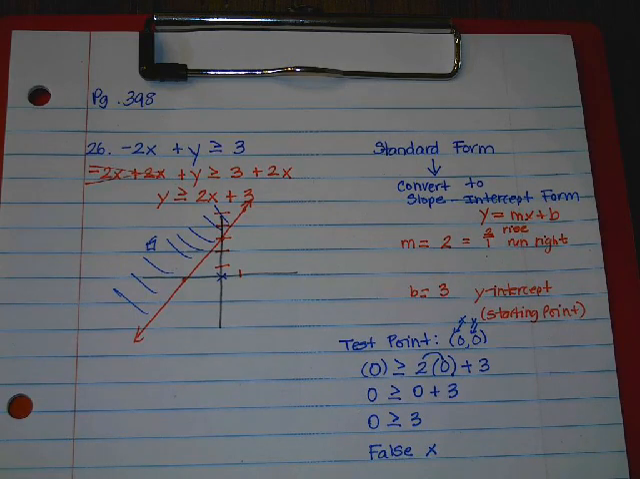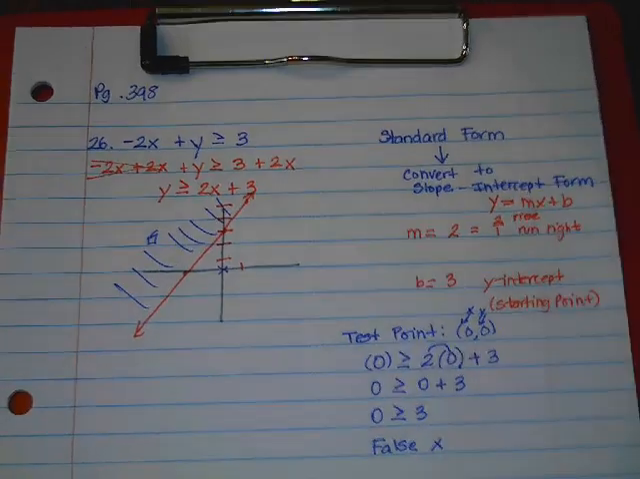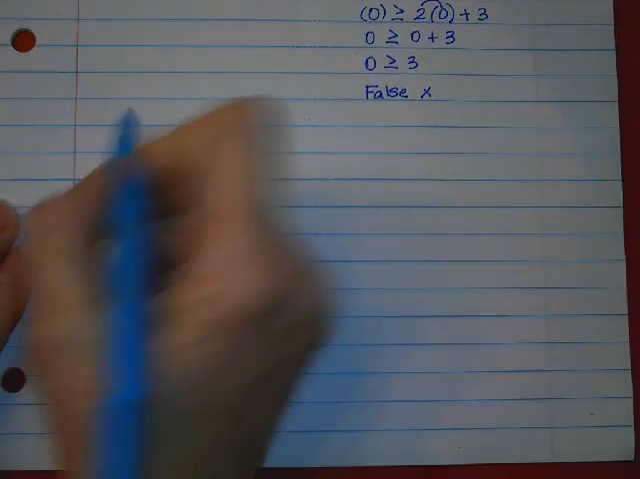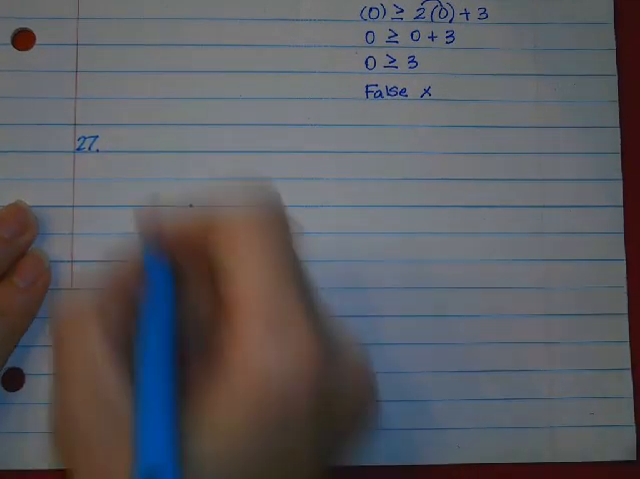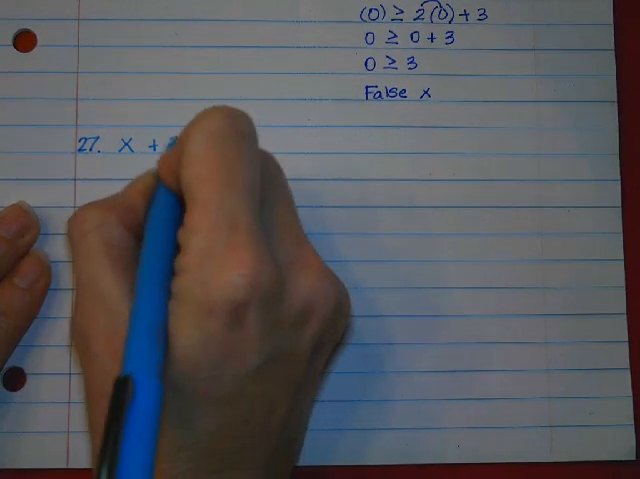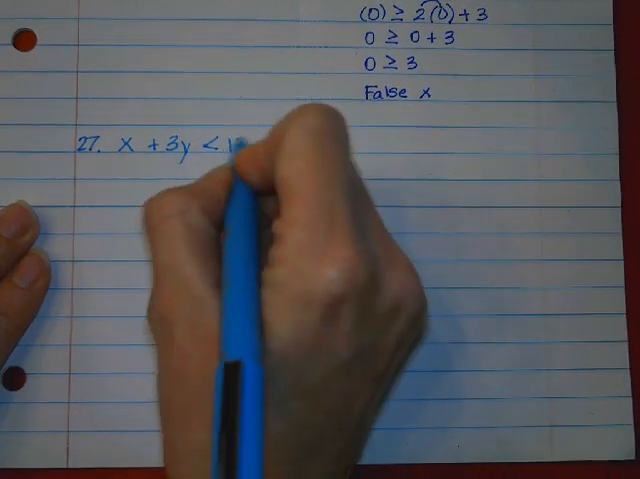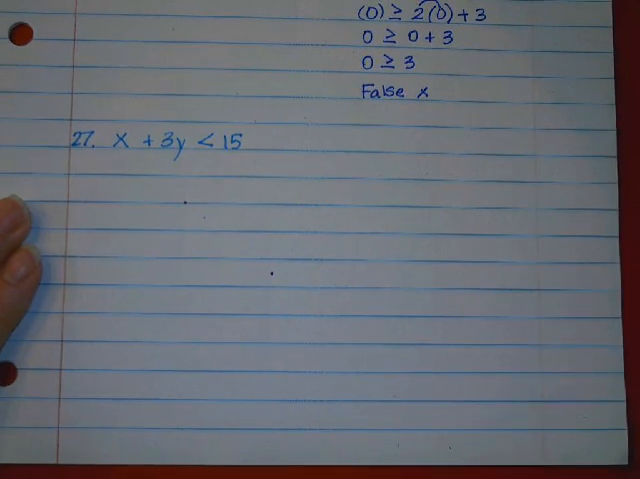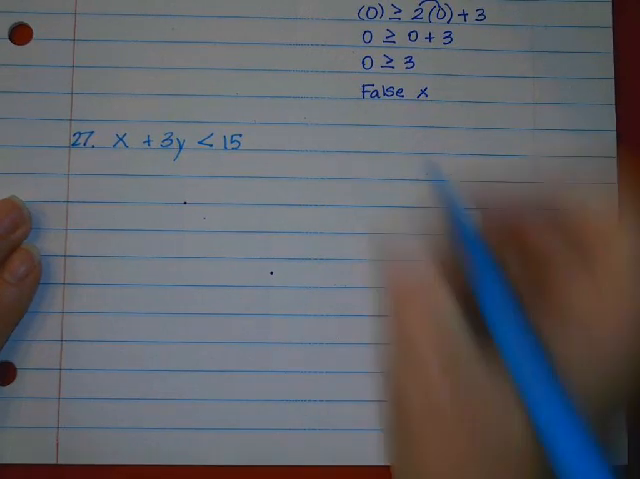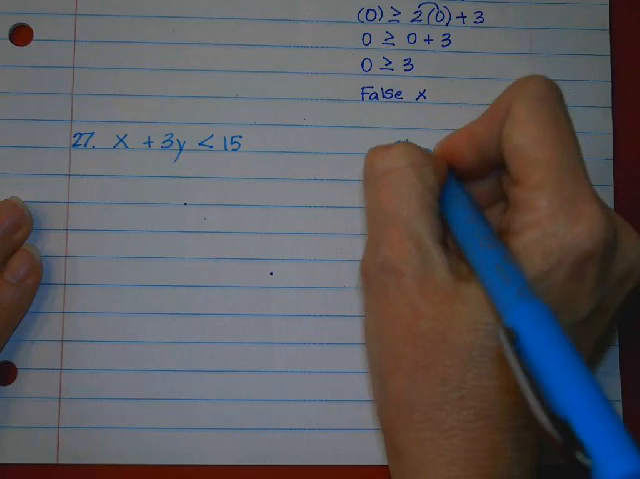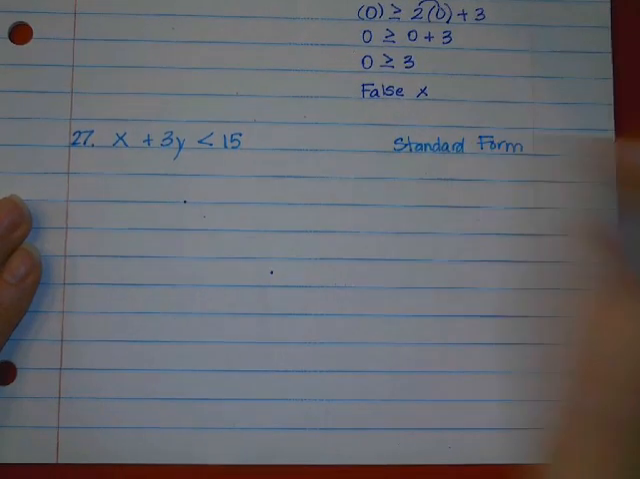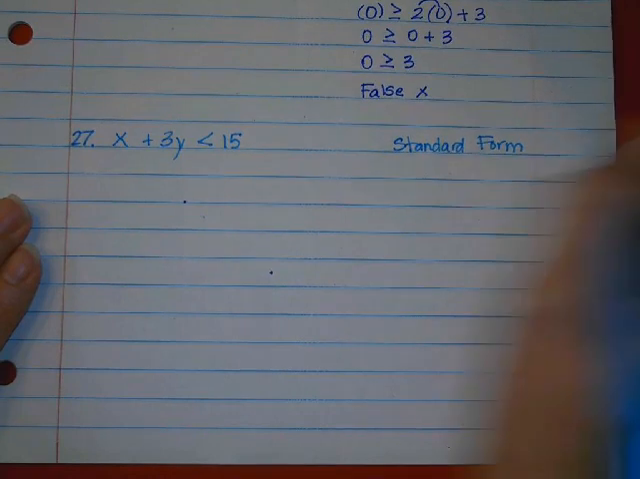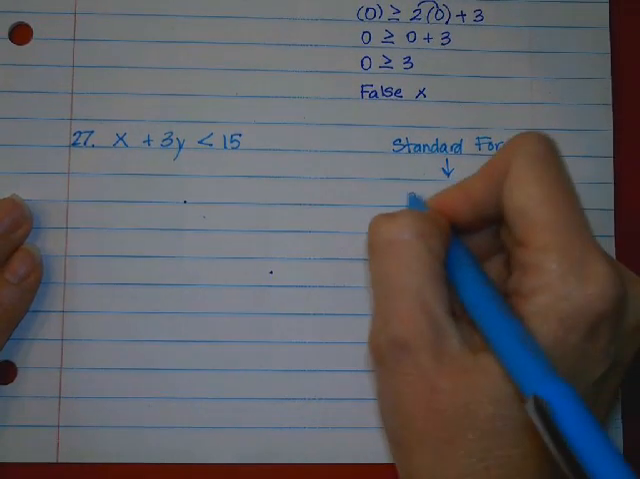All right, we're going to do problem number 27. So I'm going to bring this up. Here we go. Number 27. All righty. We got x plus 3y is less than 15. All right, Lakeisha, what form is this in? You're correct. This is in our standard form. And Angel, what form are we going to change it to? That's correct. We're going to change it to slope-intercept form.